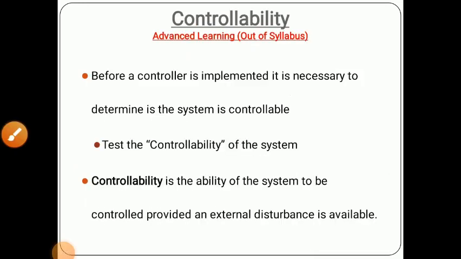Now there is one more definition, controllability. Before a control is implemented, it is necessary to determine whether the system is controllable. So you should always test the controllability of the system. Controllability is the ability of the system to be controlled, provided an external input is available. So what is controllability? It is the ability of the system to get controlled. Okay, this is the definition.